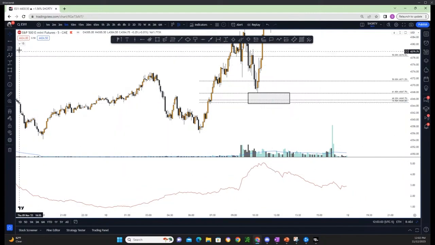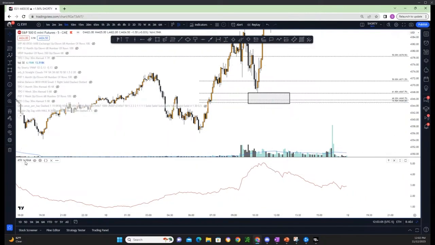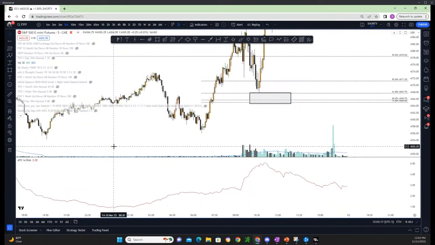I added average true range. Do you guys know what this does? Anyone want to take a stab at explaining it? So the expected daily movement of the stock, like the highs and the lows in a day. It's the volatility and the movement, correct?